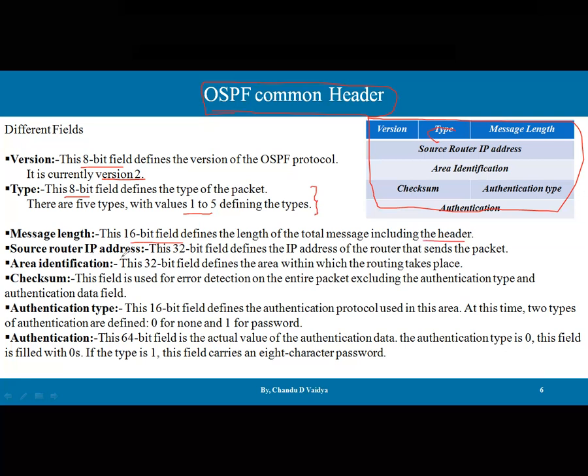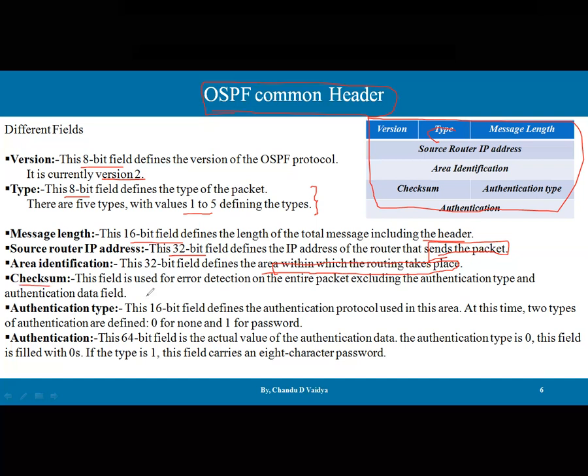Then the source router ID, that is an IP address. It is 32-bit because we are using IP version 4. It defines the address of the router that sends the packet, so who is sending the packet, that address will be available here. Then area identification. As we know, guys, the autonomous system is divided into different areas. This is a 32-bit field that defines the area within which the routing takes place. So identification of the area is a must. During configuration, we generally need to give area 0, area 1, area 2, etc.